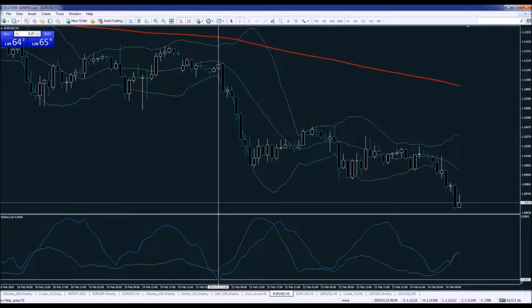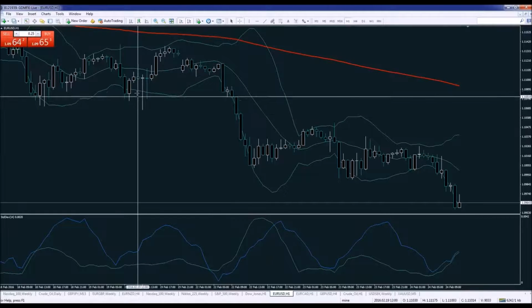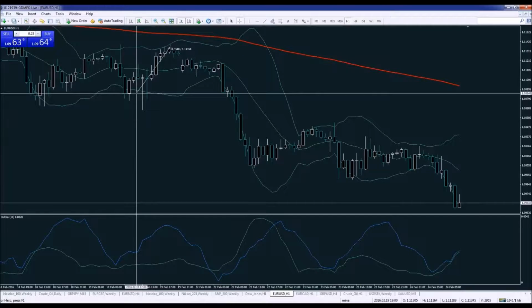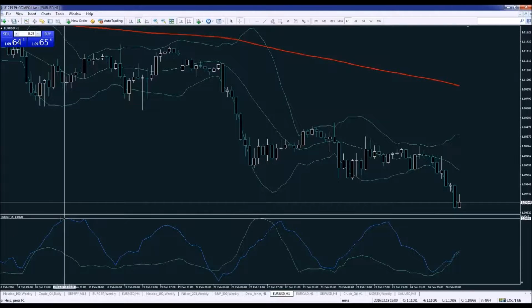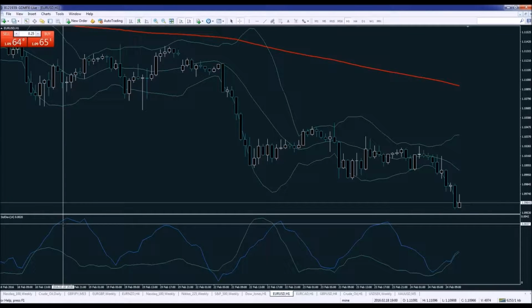And of course, this is because our average true range measures the range of the high and the low. So the range between here and here, you can see that higher levels of the ATR are seen every time the market is ranging.